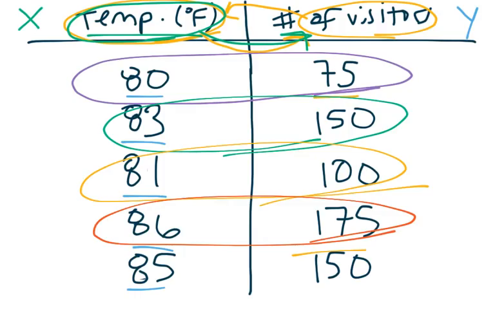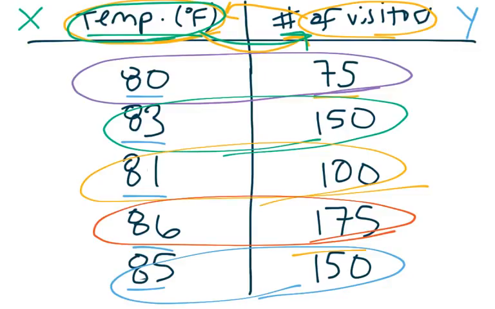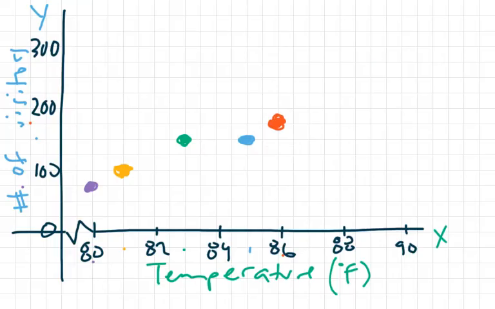And then finally we have 85, 150. So 85 is right in between 84 and 86, and 150 is right between 100 and 200. So we have our point 85, 150 right there. Those are our 5 points for the scatter plot that represent the data in the table here. And that is how you can create a scatter plot.